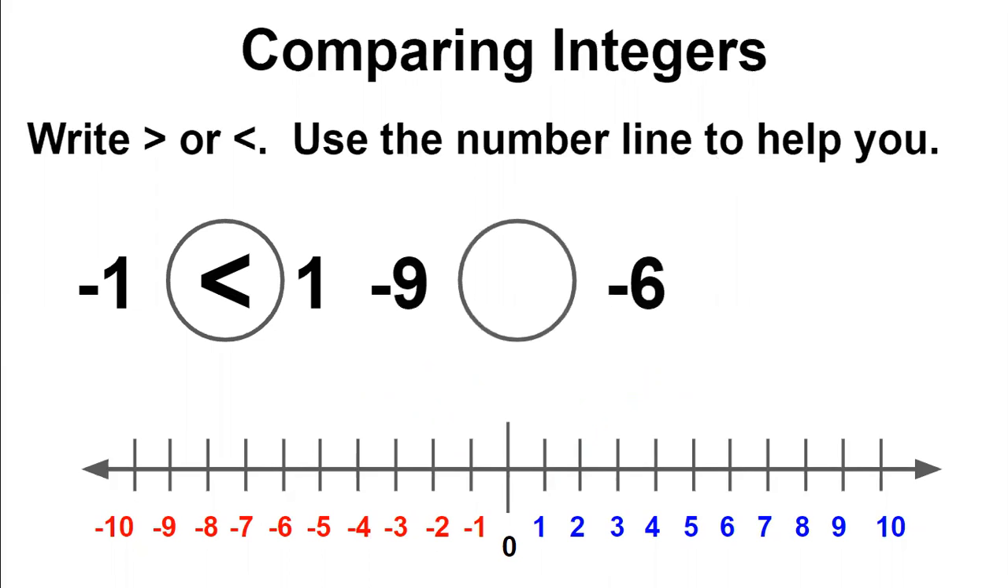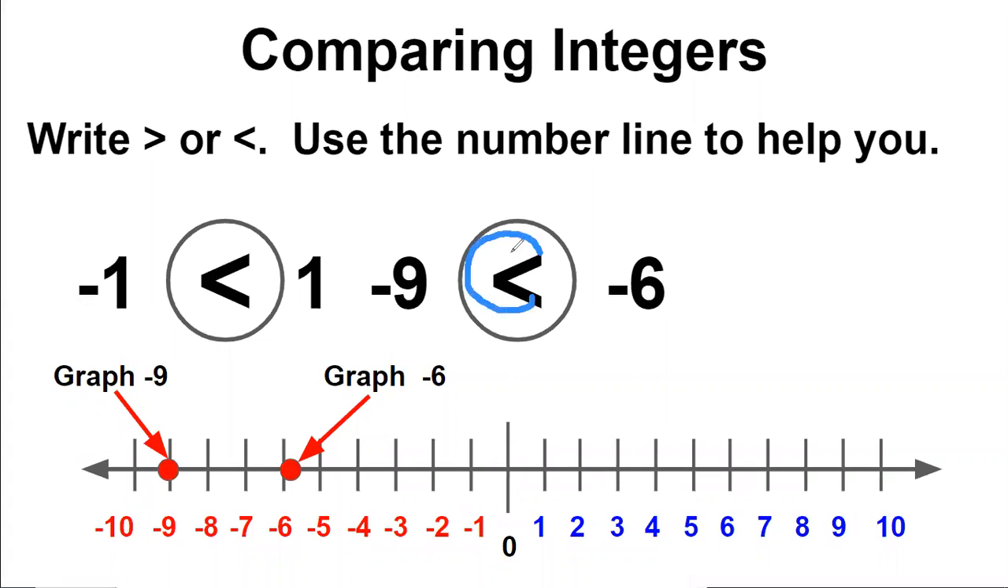Okay, next one. Negative 9 and negative 6. Let's graph those. There's negative 9 and there's negative 6. Which one is the bigger number? That's the way their mouth has to open up. The numbers get bigger as you go to the right. With negative numbers, the numbers closer to 0 are greater. So you would have to say negative 6, right, is bigger. So the mouth, our Pac-Man mouth, has to open to the bigger number, right? Negative 6. Okay, next one.